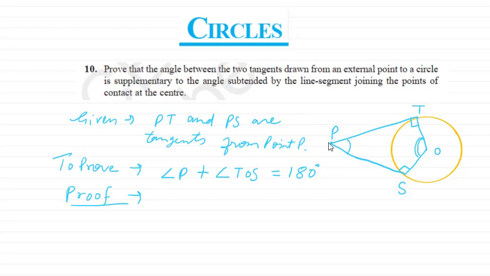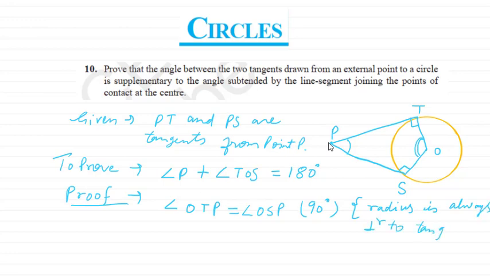Now you know that angle OTP and angle OSP both will be 90 degrees. You can give the reason. What is the reason for this? That radius is always perpendicular to tangent. Perpendicular to tangents. So this we know. So now we can take in quadrilateral PSOT. Okay, so we can take in this.